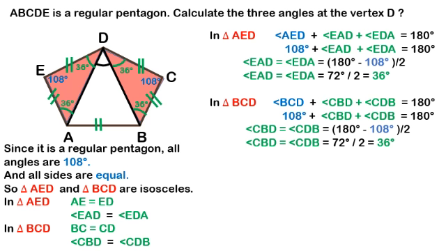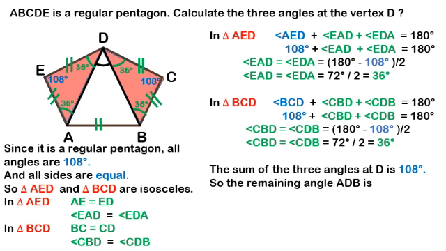We know that since it is a regular pentagon, the sum of the three angles at D is 108 degrees. So the remaining angle ADB is 108 minus (36 plus 36). We get 108 minus 72, that is 36 degrees.